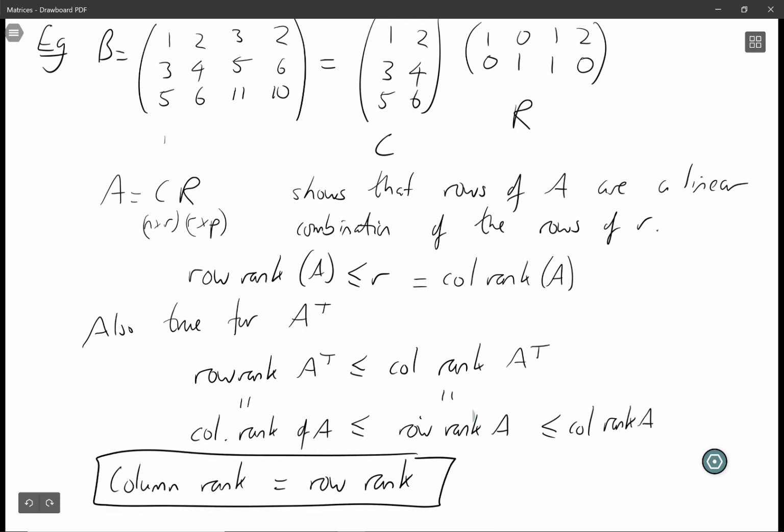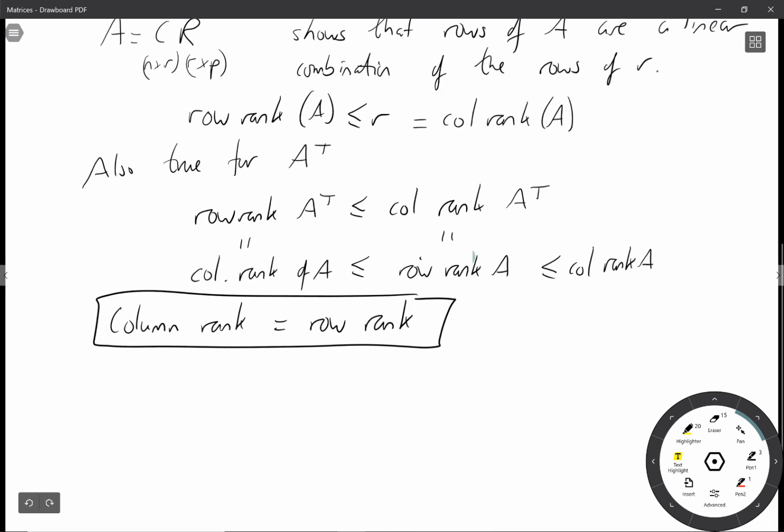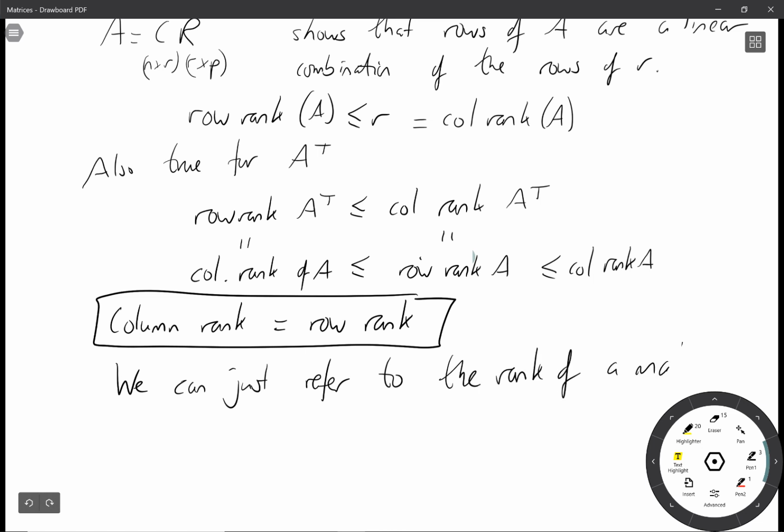This is one of the fundamental theorems in linear algebra. Because the column rank equals the row rank, we just refer to the rank of a matrix. So back to our example, we have that the rank of the matrix B is 2.